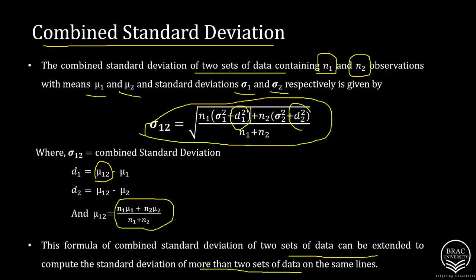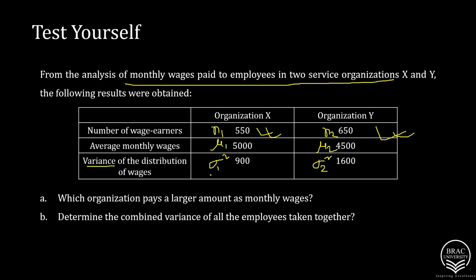So you just apply this formula on this data set and get the combined variance, that is, which organization pays a larger amount as monthly wages. You can just say that from the average and determine the combined variance of all the employees. And you can see this problem is actually easy. I have pointed out n1, mu 1 and sigma 1 and n2, mu 2 and sigma 2.